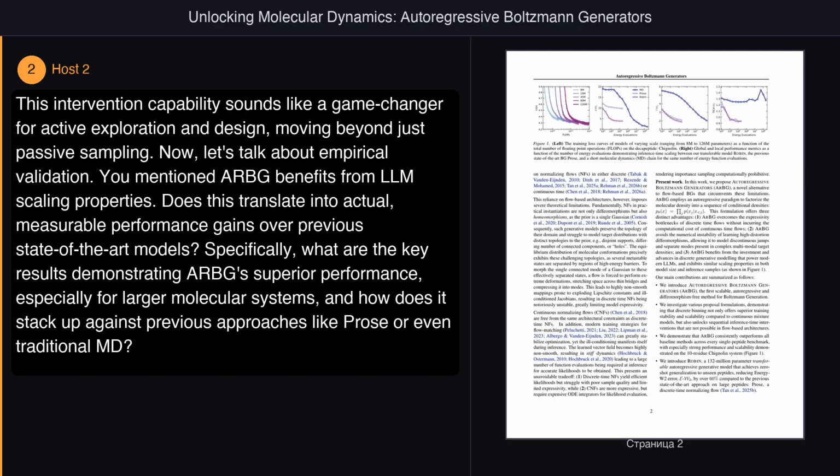This intervention capability sounds like a game-changer for active exploration and design, moving beyond just passive sampling. Now, let's talk about empirical validation. You mentioned ARBG benefits from LLM scaling properties. Does this translate into actual, measurable performance gains over previous state-of-the-art models? Specifically, what are the key results demonstrating ARBG's superior performance, especially for larger molecular systems, and how does it stack up against previous approaches like PROS or even traditional MD?